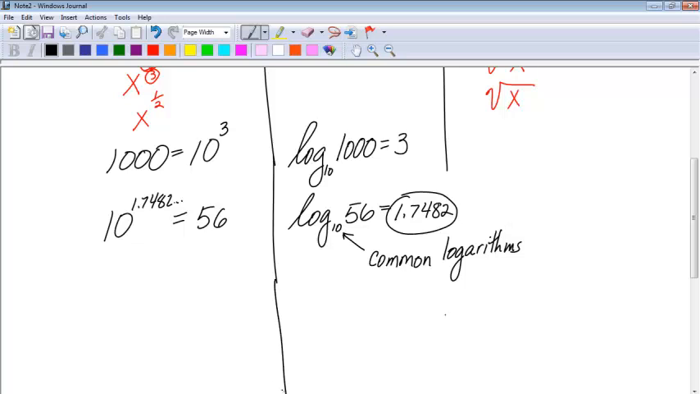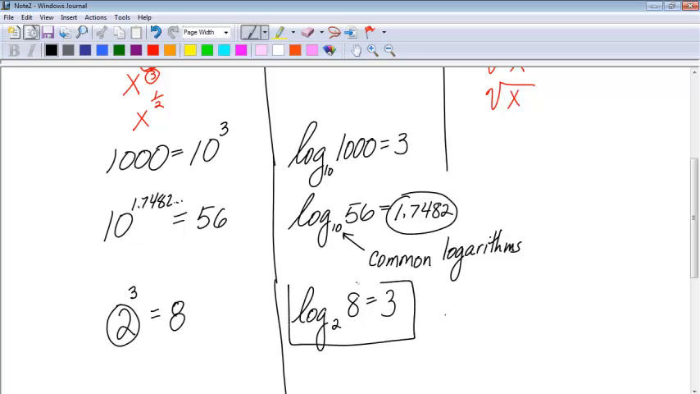Now, when you do one like this, if I said 2 to the third power, 2 times 2 times 2 is 8, if I write that in logarithmic form, it's the log of the number, log of 8. The base is 2, and the exponent is 3. Now, you can't just punch that in on the calculator because it's a different base. So you have to use what they call the change of base formula.